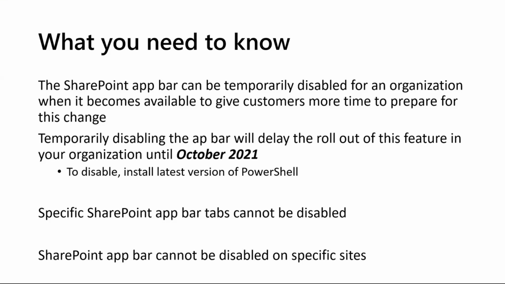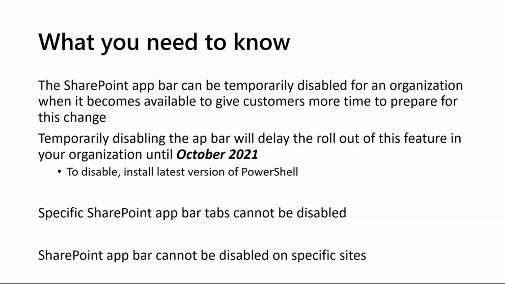But we understand that some organizations might have their own implementation. So for that reason, what we're allowing you to do is to temporarily disable the app bar when it comes out. So once we put the message center post, in the message center post, there'll be instructions for disabling it for your tenant, but it is a temporary disable. It's even the command name. And so it's a way to delay the rollout of the feature. And right now we're giving the timeline of October 2021, and we will let you know as we get closer to that date.